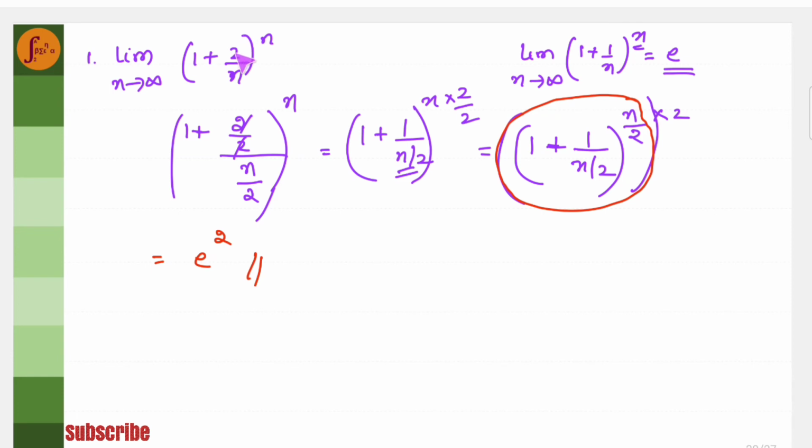So remember one thing again to summarize: if you have the number 2 here, we'll have to eliminate 2. The best way to eliminate 2 is to divide numerator and denominator by 2, and then we need to get the power also same as the denominator. So see here, the power is n, the denominator is n, and it's n tending to infinity. So all of this should match. So that's why we multiply and divide by 2.